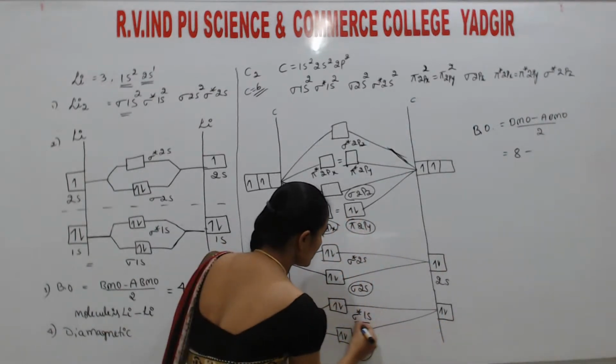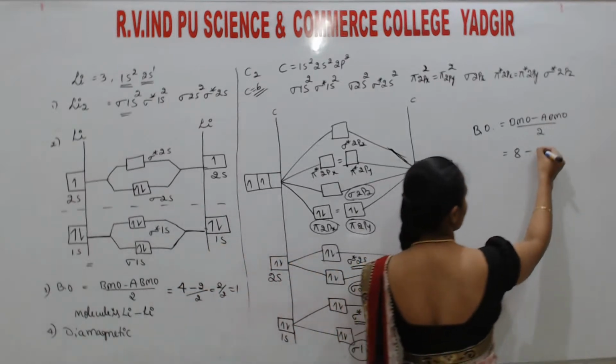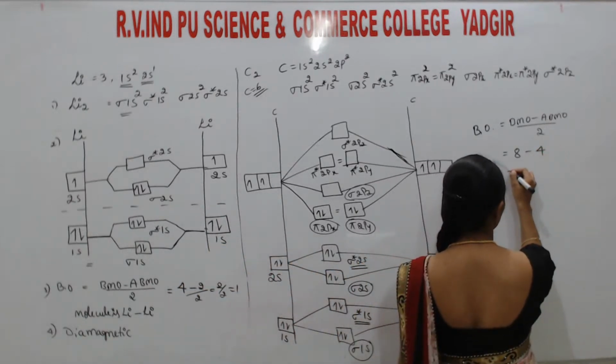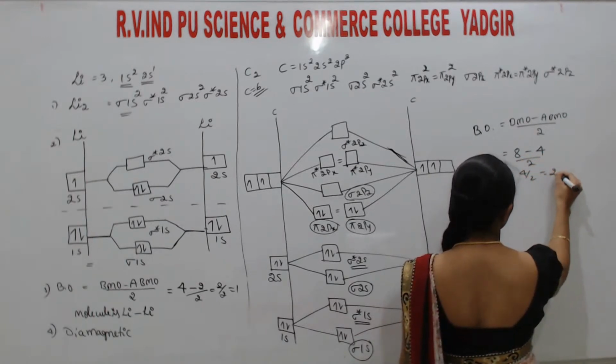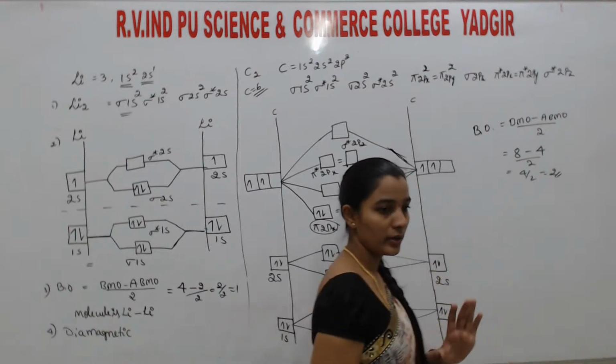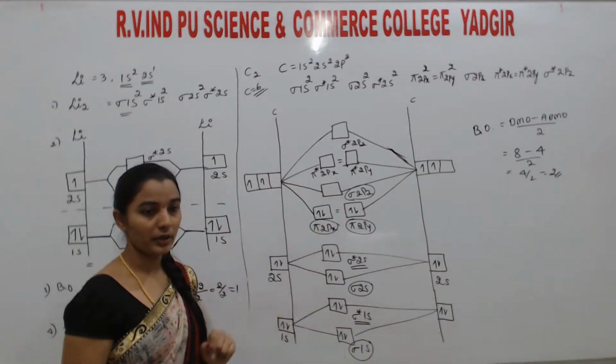Next, this one is anti-bonding: 2, 4. Then it is 8 minus 4, that is 4 by 2, that is 2. Bond order is 2. This is the complete molecular orbital diagram.